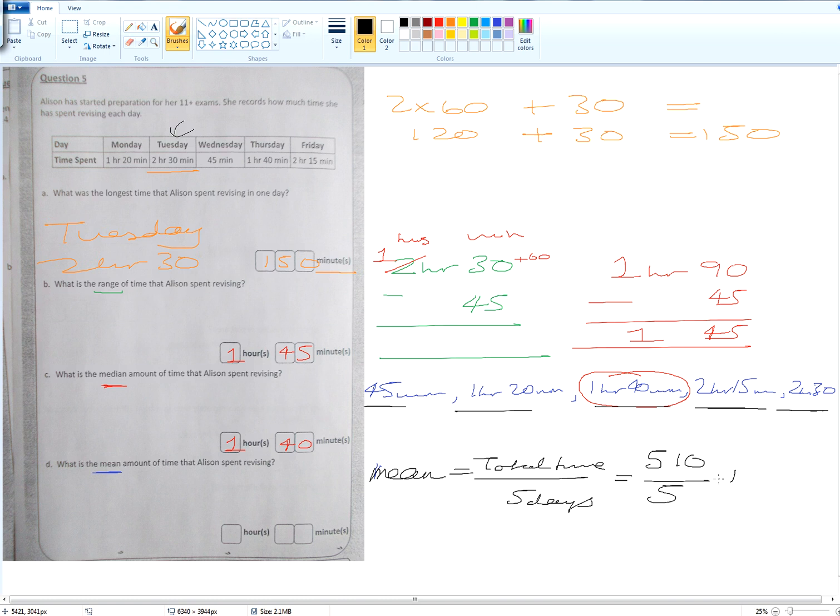102 minutes per day. And if we divide 102 by 60, that will give us what? 1 hour and 42 minutes. 102 over 60, which we can just make sense of as 1 hour and 42 minutes.